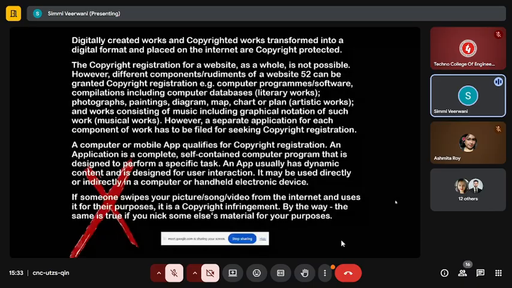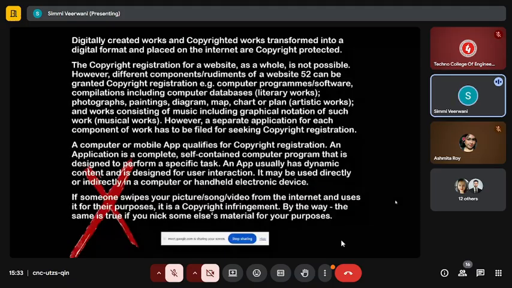If someone swipes your pictures, songs, or videos from the internet and uses them for their purpose, it is copyright infringement. By the way, the same is true if you nick someone else's material for your purpose. AI infringement on all these copies, where AI is used to infringe someone's privacy and all the stuff, will also lead to copyright infringement.